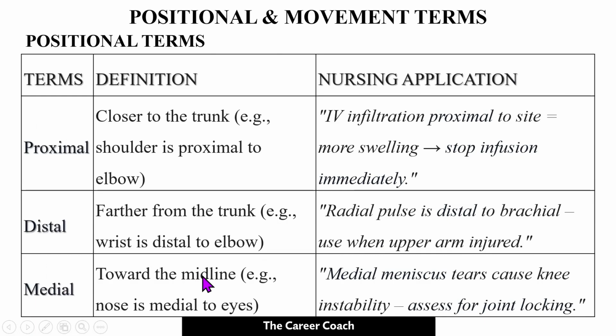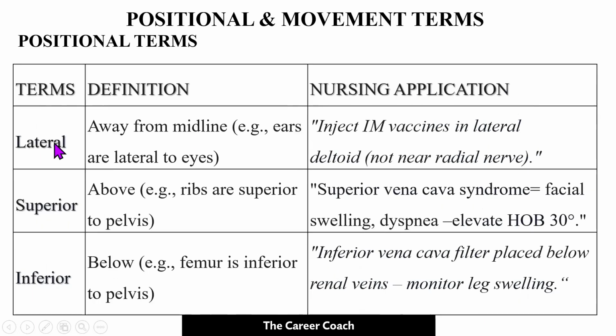Medial. Medial means towards the midline. Example, the nose is medial to the eyes. In nursing application, medial meniscus tears can cause knee instability. There is therefore need to assess for joint locking. Continuation, we look at lateral. Lateral means away from the midline. For example, the ears are lateral to the eyes.